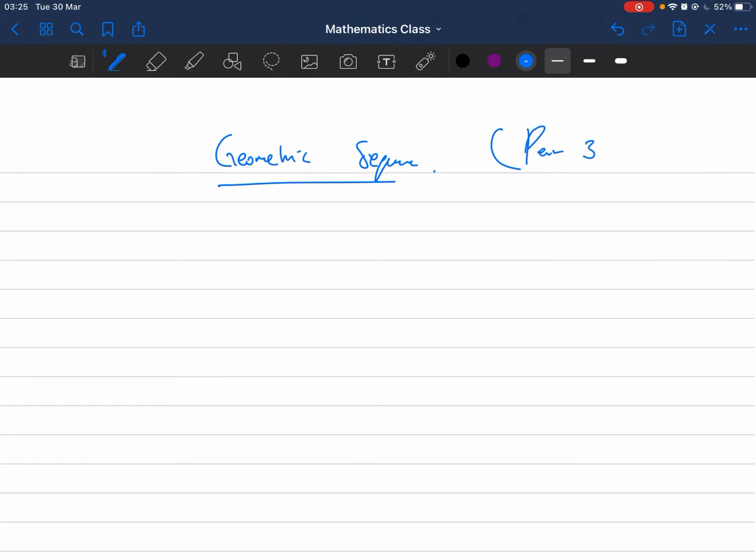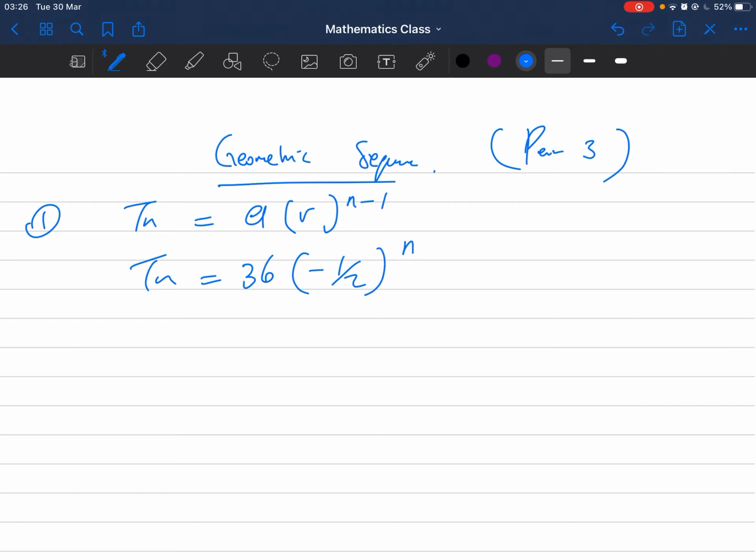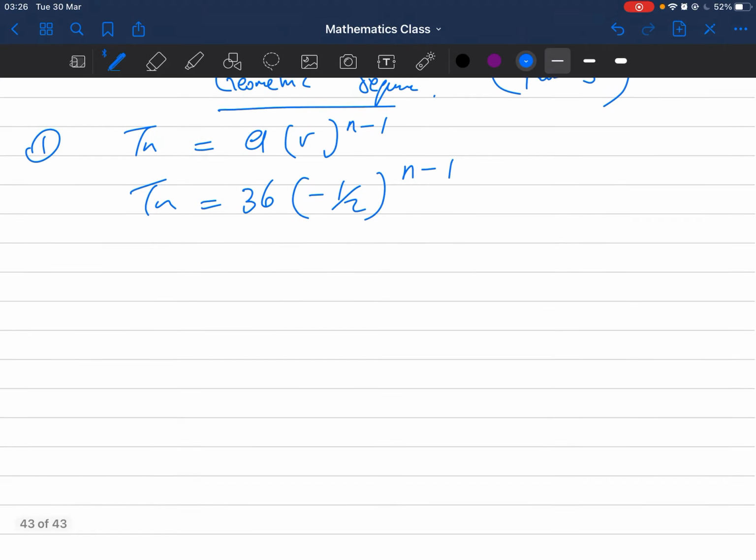Geometric sequence, Part 3. In the previous videos, the first one, we learned our nth term or general term of the geometric sequence was this, and we had an example where Tn equals 36 times negative half to the power n minus 1. Still going to use the same example.